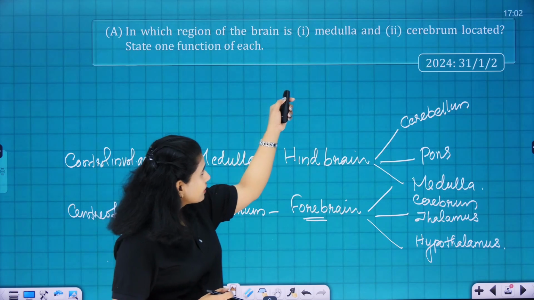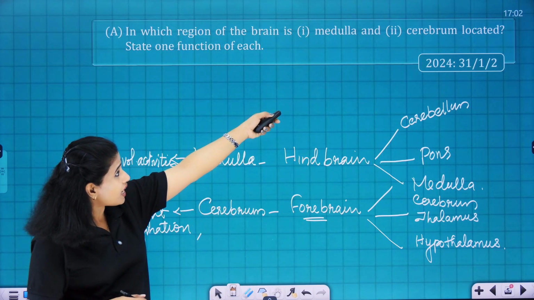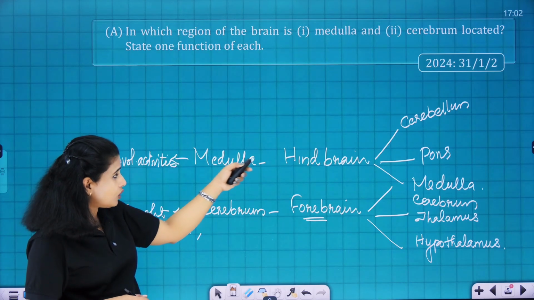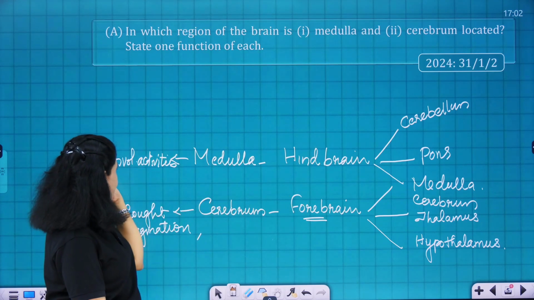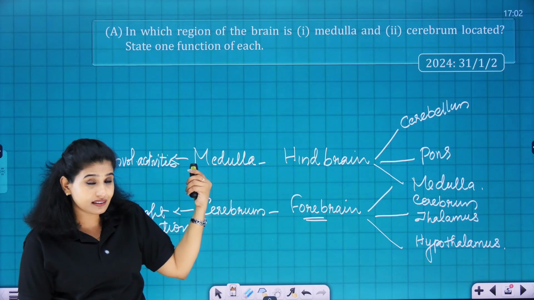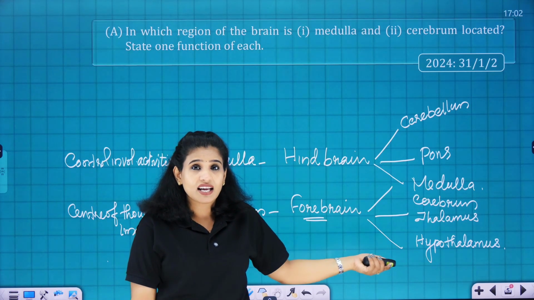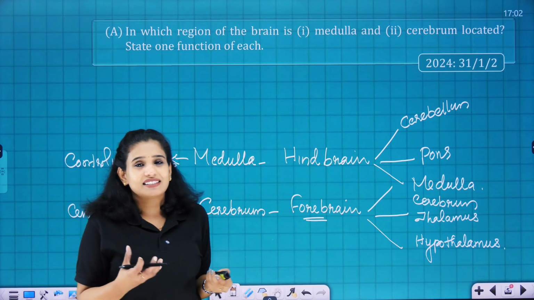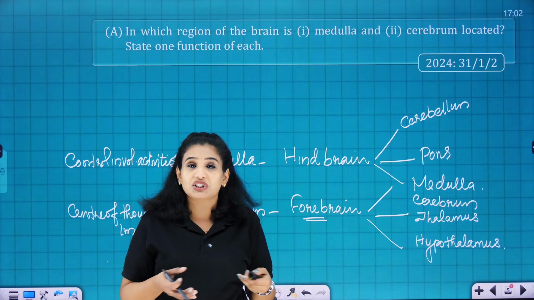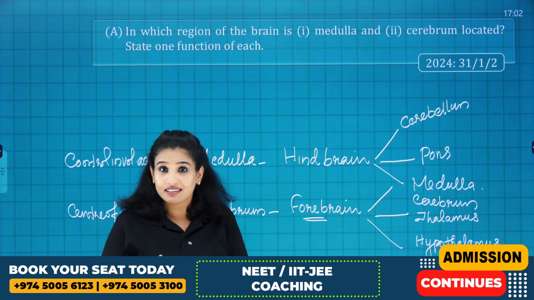So the question, in which region of the brain are the medulla and the cerebrum located? The medulla is located in the hind brain, and the function is that it is the center of involuntary activities like heartbeat, breathing, etc. And the cerebrum is located in the forebrain, and its function is that it is the center of thought, imagination, memory, like that. Now let's see the next question.